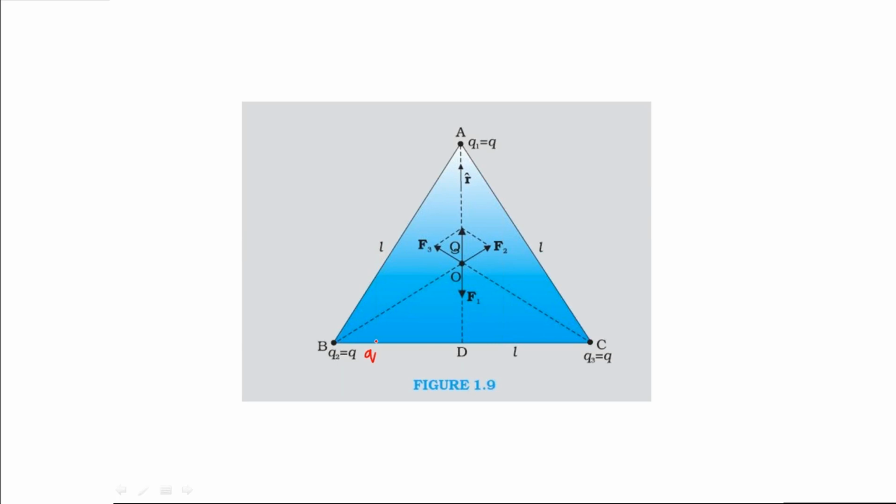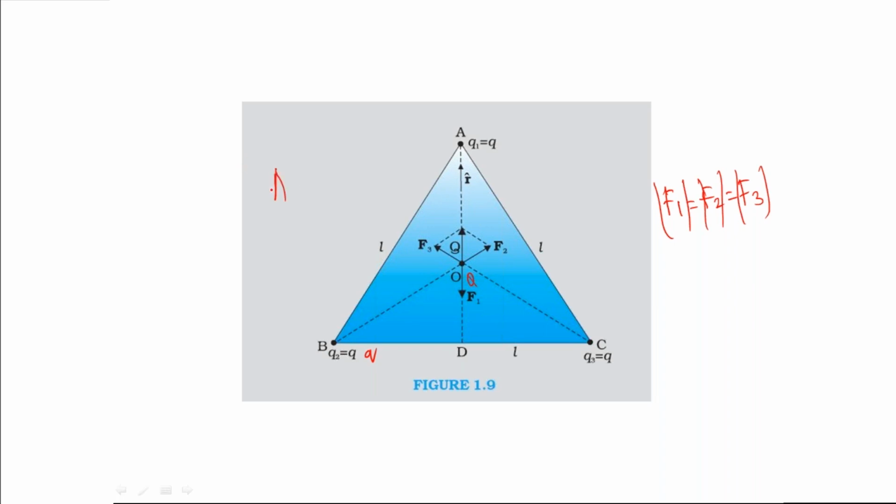Now what I'll do, see, this also is Q, and this is capital Q. This also is Q, and this is capital Q. So the magnitude of the forces, all F1, F2, and F3, their magnitude will be the same. Do you agree or not? Because the charges are the same, and the distance also will be the same.